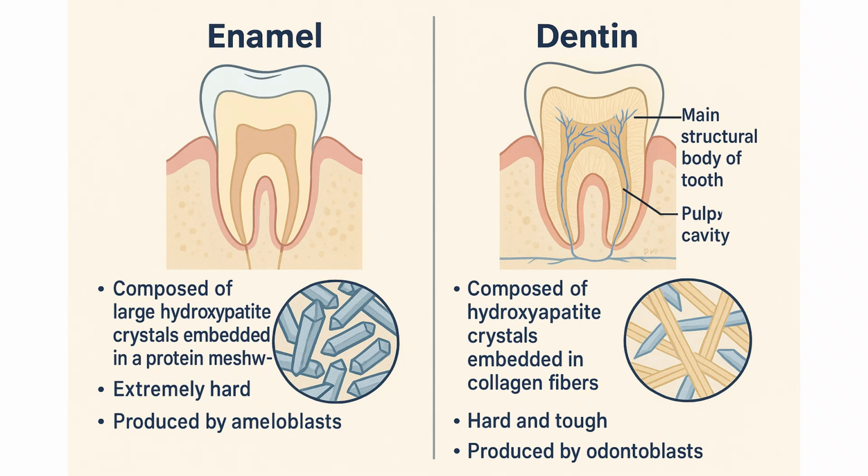So here in this picture you can see that the enamel is composed of large hydroxyapatite crystals embedded in a protein meshwork, and it is extremely hard and produced by ameloblasts, while dentin, the main structural body of the tooth, is also composed of hydroxyapatite crystals embedded in collagen fibers. They are hard and tough, and dentin is produced by odontoblasts.